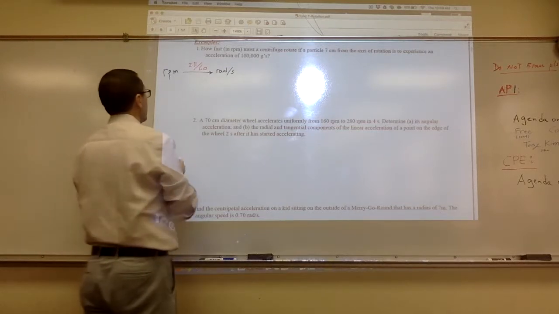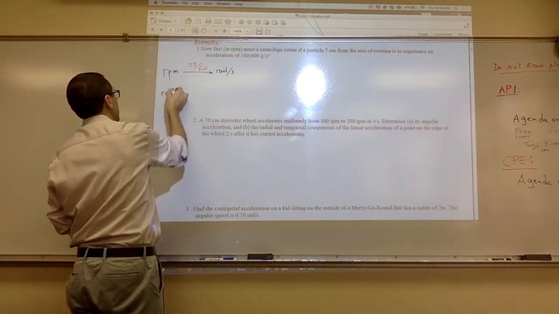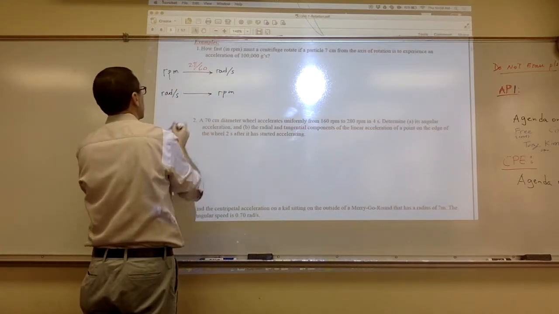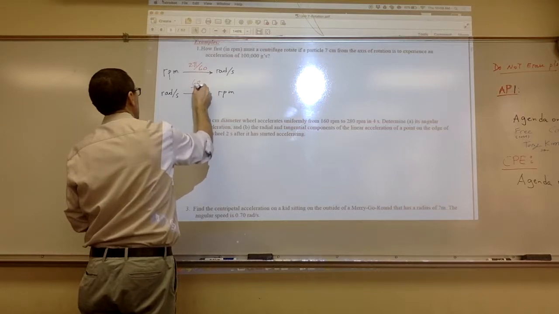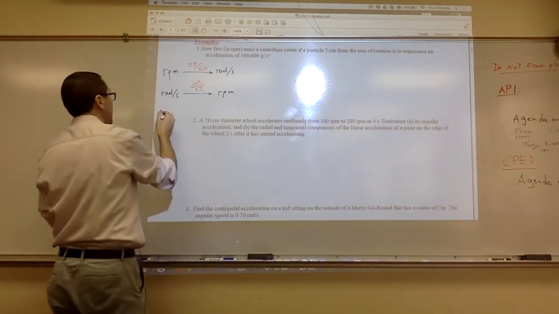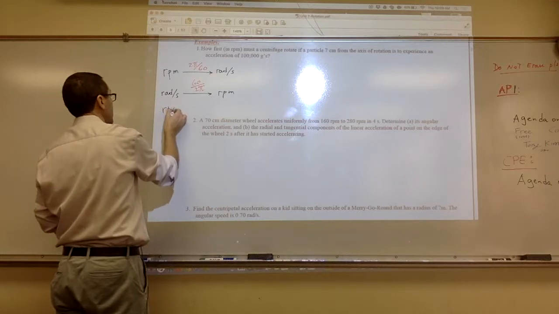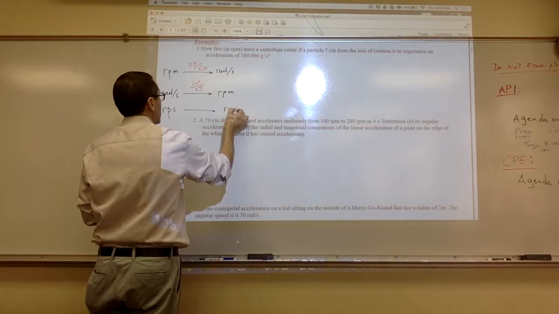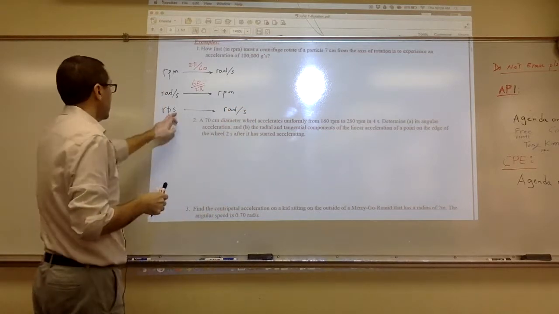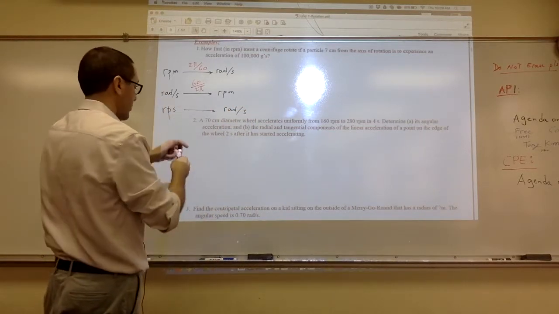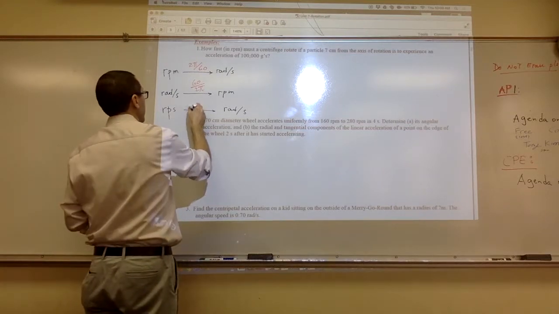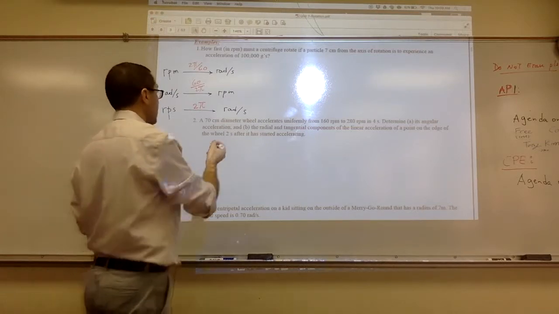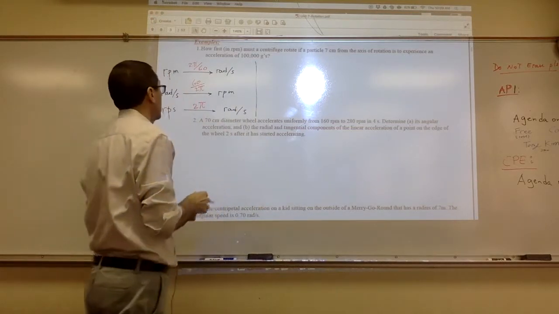Now, to go from radians per second to RPM, you just reverse the process. So you multiply by 60 and divide by 2 pi. Now, how do you go from RPS, revolutions per second, to radians per second? Well, the second is the same, so each revolution is basically 2 pi. So you multiply by 2 pi. Okay, so we're going to keep that in there, and we're going to do some of these problems.